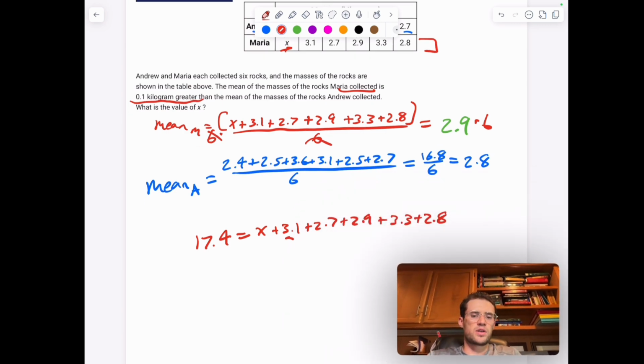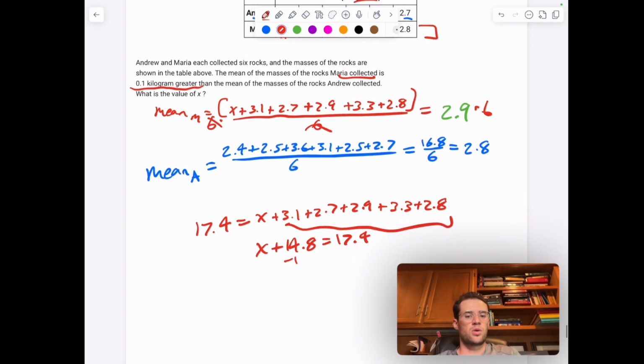So if I add up all of these values now, the ones that are not x, 3.1 plus 2.7 plus 2.9 plus 3.3 plus 2.8, give me 14.8. So x plus 14.8 is equal to 17.4. I can subtract 14.8 from both sides, or I can even think like what plus 14.8 gives you 17.4. That would be x equals 2.6.